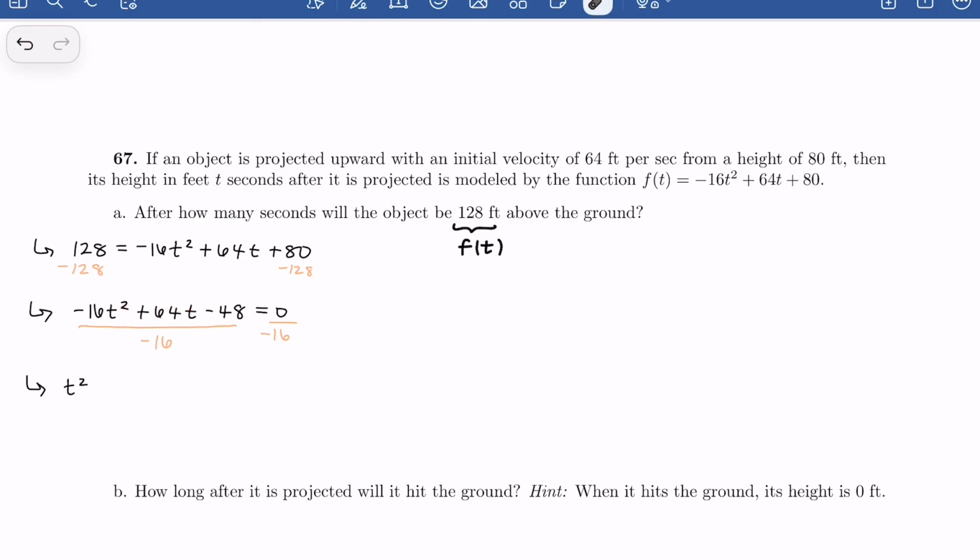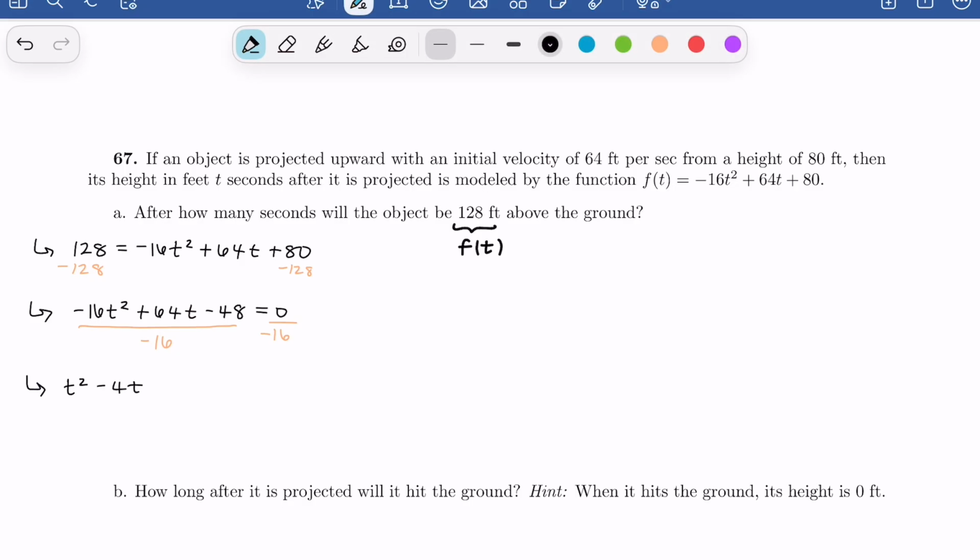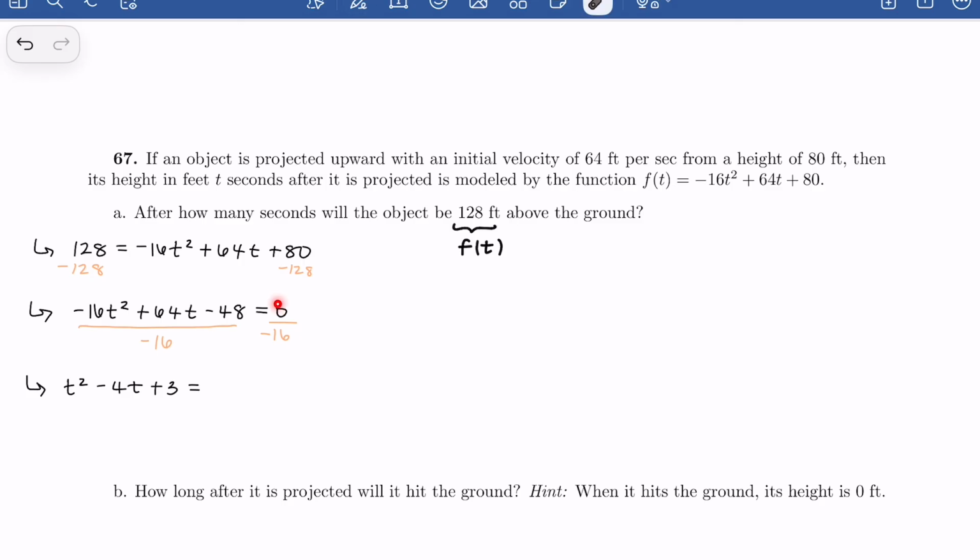Then we have 64t divided by negative 16. This is going to change our sign. We're going to end up with a minus 4t. And then lastly, we have a negative 48 divided by a negative 16. That's going to make our value positive, and it'll be a positive 3. Now on the right-hand side, we have 0 divided by negative 16. Well, 0 divided by anything is just going to give us 0. So we ended up with a much nicer trinomial to work with instead of the one we had before.